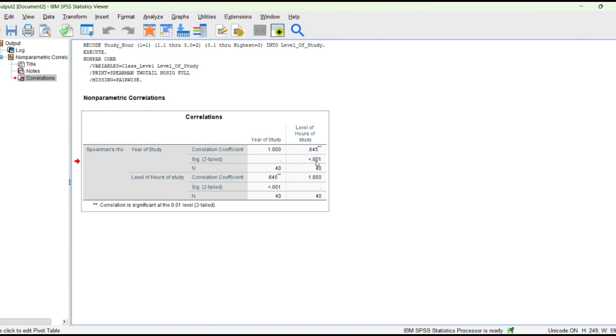And since it's a positive correlation, it also shows us that those in year 1 may be spending a low level of hours, let's say 1 hour to study. Those in year 2 and year 3 may spend an average, let's say 2 to 3 hours. And those that are in the final year maybe put the highest level of hours into their study. So this is how to run Spearman correlation in SPSS.